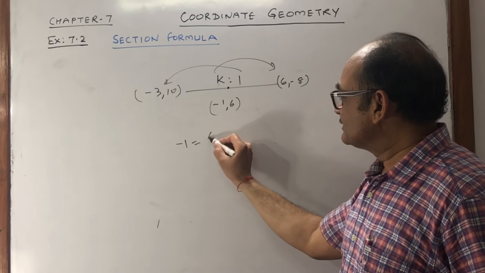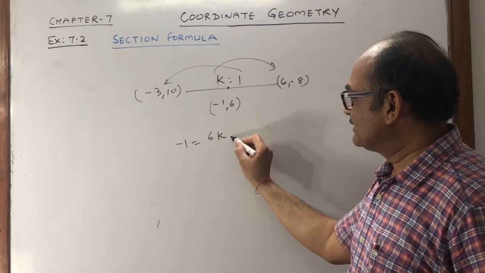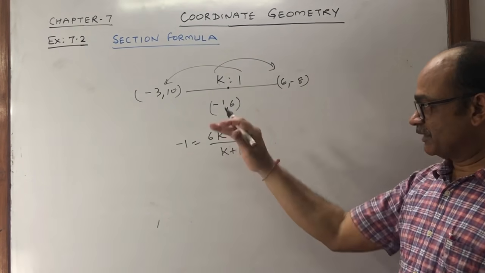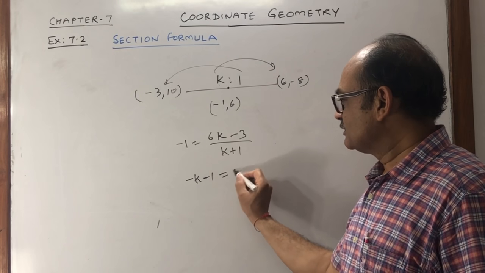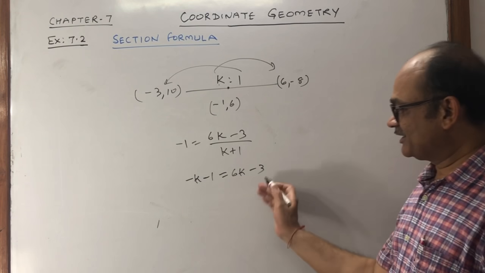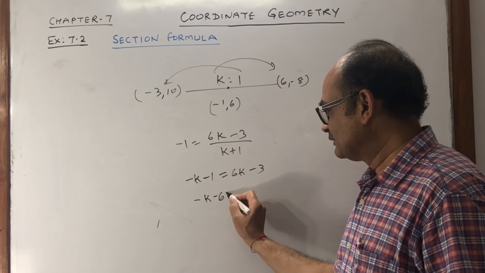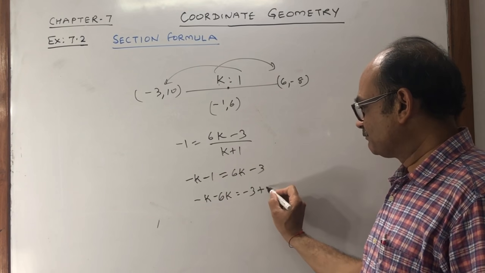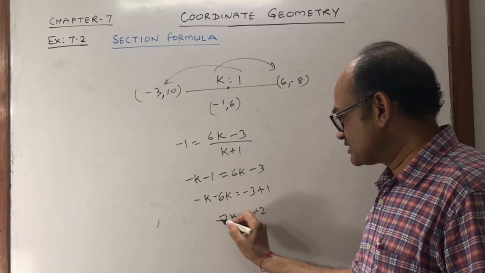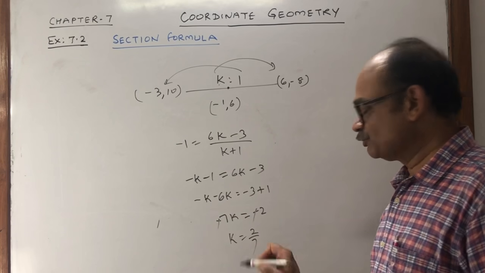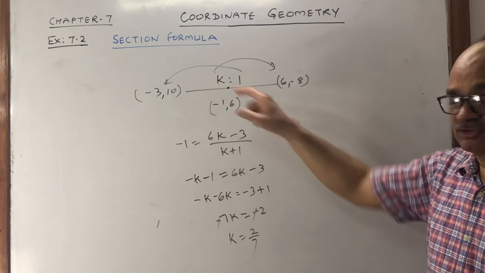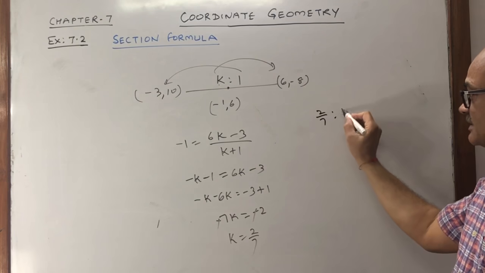K into 6, 6k. 1 into minus 3 divided by k plus 1. Cross multiply, minus k, minus 1, 6k, minus 3. Our aim is to calculate k. So k on one side. Minus 2, minus 7k, minus cut, k equals to 2 by 7. Now when k equals to 2 by 7, you put here k equal to 2 by 7. 2 by 7 is to 1.